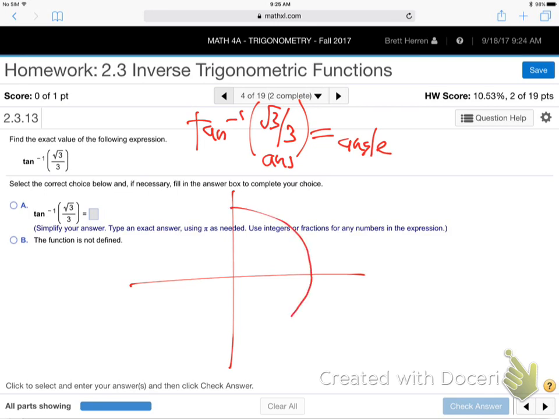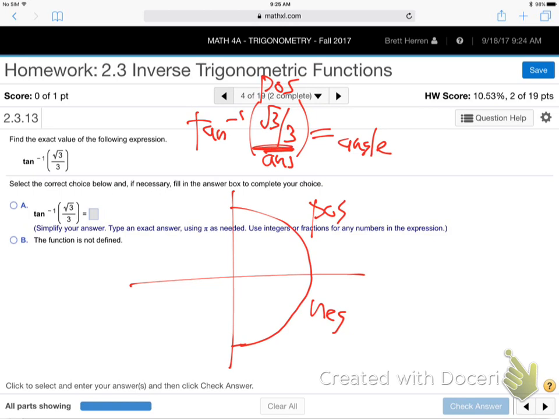Tangent inverse, it's one of those 2 quadrants, right? Tangent inverse and sine inverse are the right 2 quadrants. Cosine inverse are the top 2 quadrants, okay? So it's one of those 2. Which one is it? Is it the first quadrant or the fourth quadrant? Remember, everything's positive here, and tangent inverse is negative there. So what do we got?